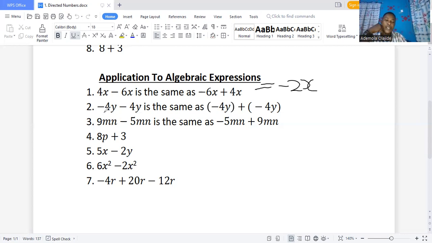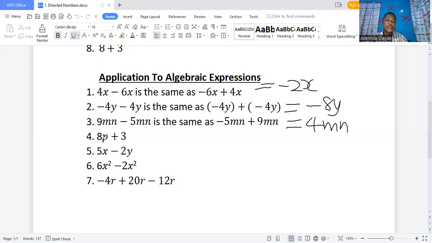Here, -4y minus 4y, both of them are debts. So you add the two debts together and it will give you -8y. Number 3, 9mn minus 5mn. That is, I have 9 of mn and I'm owing 5 of mn. So what I have is more than what I owe. I will still have 4 of that left with me. That is 4mn.